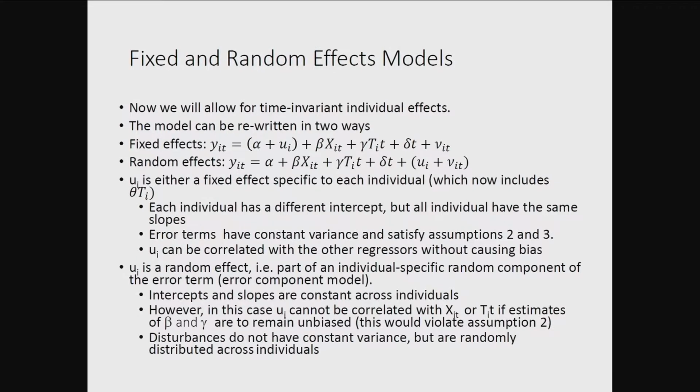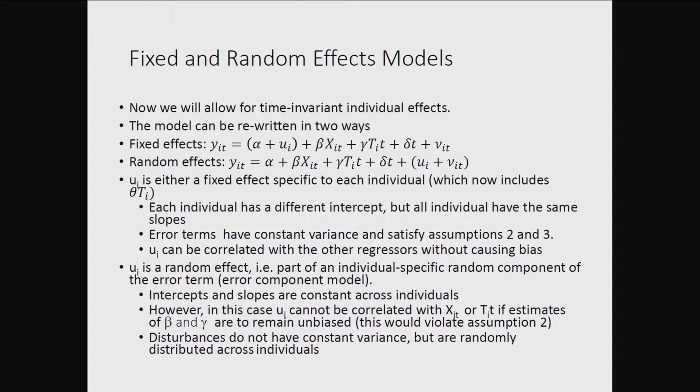So in the fixed effects model, ui is a fixed effect specific to each individual, which now includes theta ti, because that's the individual dimension. So each individual has a different intercept, but all individuals have the same slopes. This means that all the coefficients estimated for the independent variables will not change for each group, because we have just one slope for all of them.